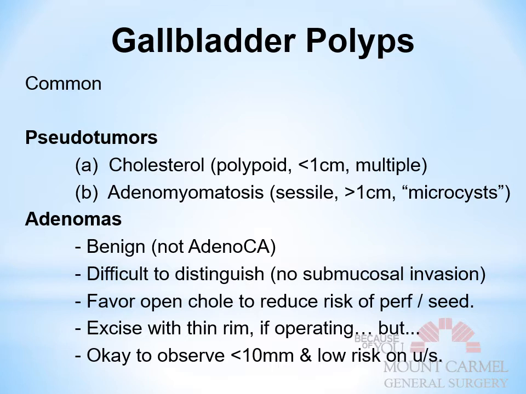Then there's adenomyomatosis, which are these sessile microcysts. They tend to be large, but only one of them, or maybe two of them. There's not significant involvement of the wall or of the gallbladder itself at all. They rarely involve the neck and are rarely occlusive. Then there are adenomas, and these are benign, so not adenocarcinoma. It's difficult to distinguish whether they are adenomas or not because the depth of invasion is the primary issue.